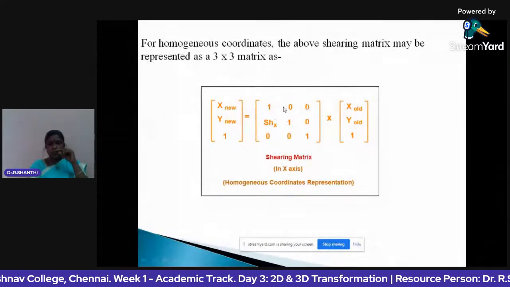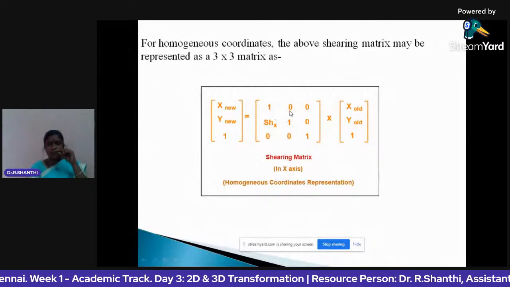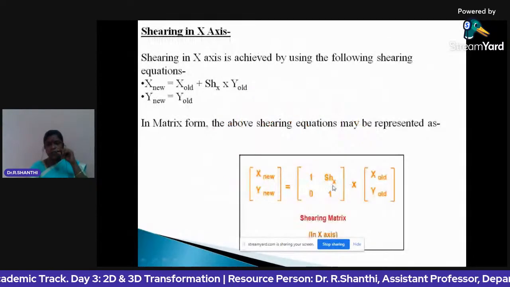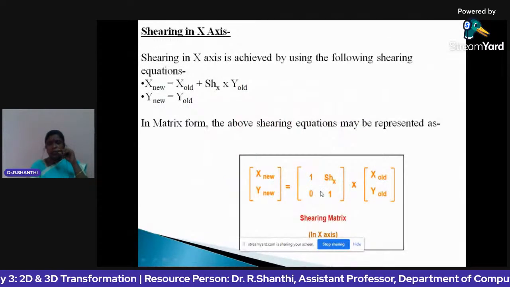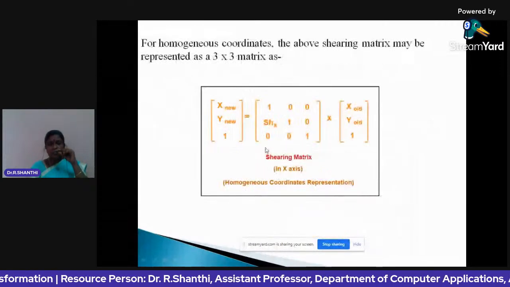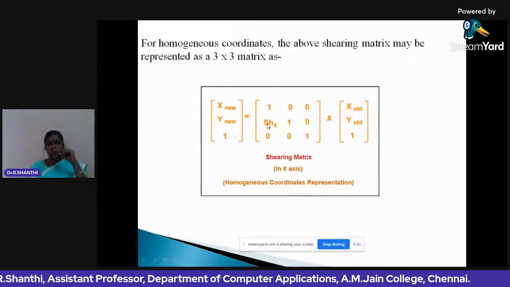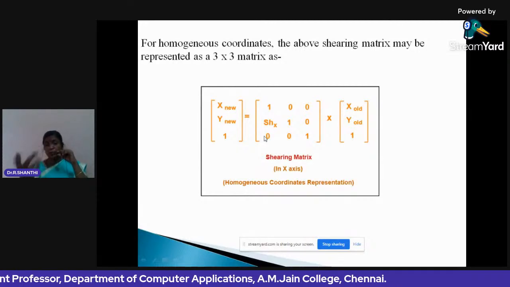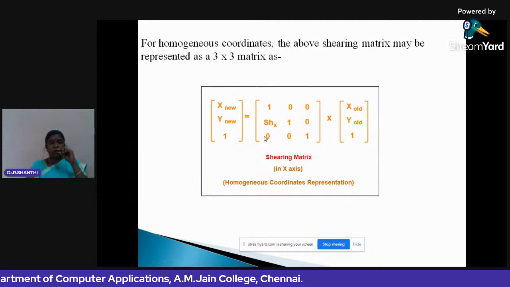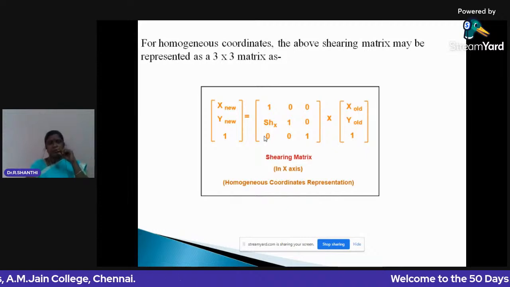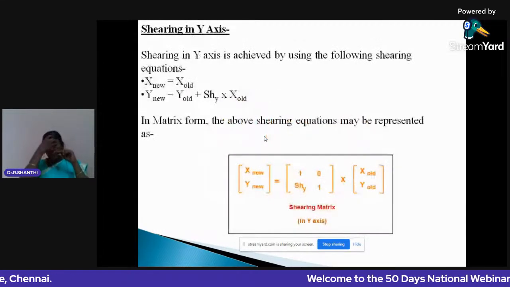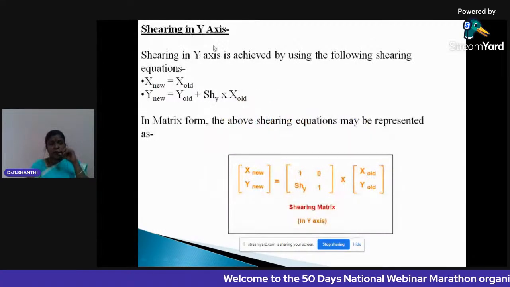So here, in the previous slide, you can see this is 1 comma 2, and after the change, what happened there? It has reached here, 2 comma 1, and this 0 has gone there. So 2 comma 1 has been shifted to 1 comma 2, right? This is the homogeneous representation. The same way we apply for y-axis.